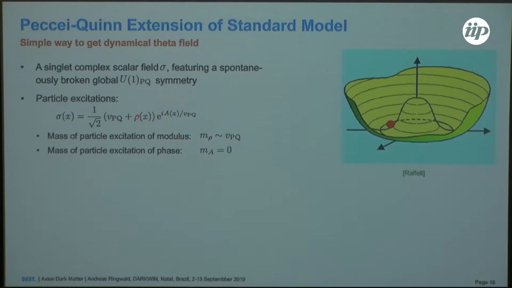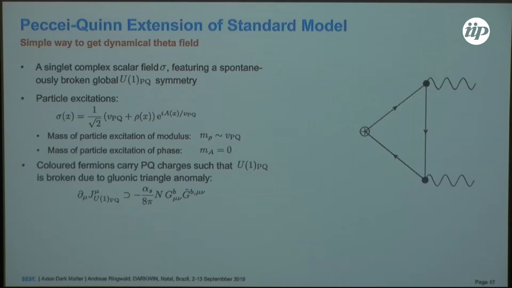And of course, now the mass of the particle excitation of the modulus of this radial component will be proportional to this Peccei-Quinn symmetry breaking scale, to this VPQ, which is, so to say, the radius in this field. And the mass of the particle excitation of the phase is, first of all, just zero, because there is nothing; this is a massless Goldstone boson.